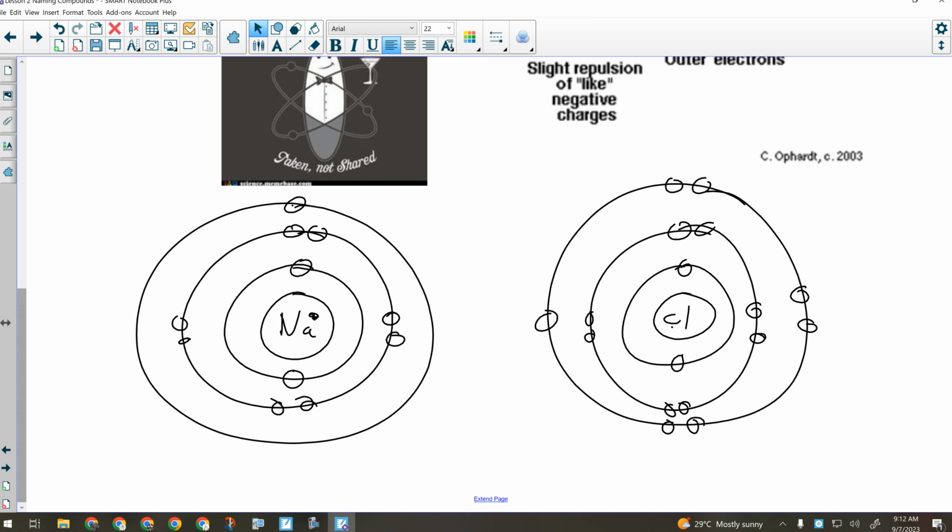Okay, everybody with me so far? Now, once that happens, sodium has more protons than electrons because it just gave away a negative charge. So now sodium is an ion, and it has a positive 1 charge. Chlorine has just picked up an electron and now has a negative 1 charge. So ionic compounds are made of charged particles. Everyone okay with that so far?